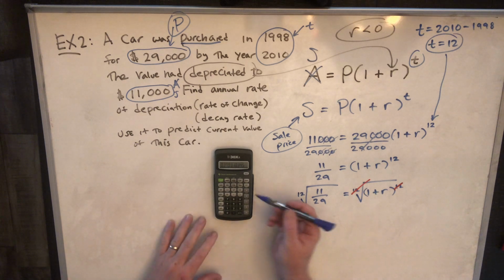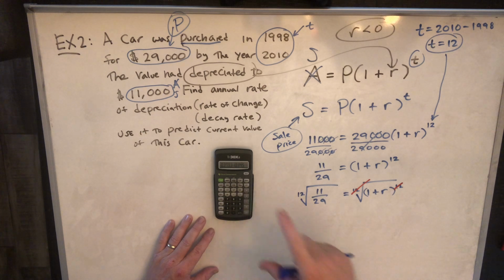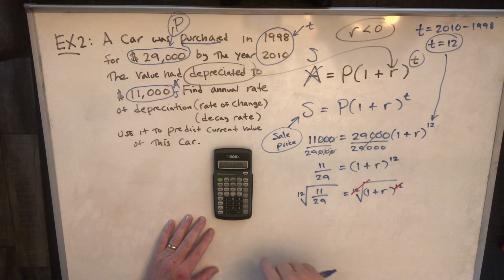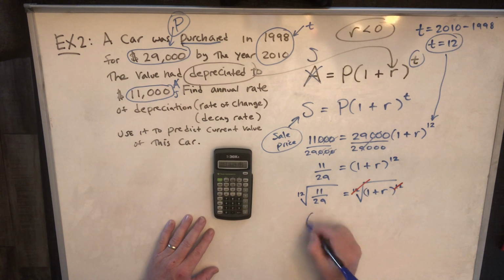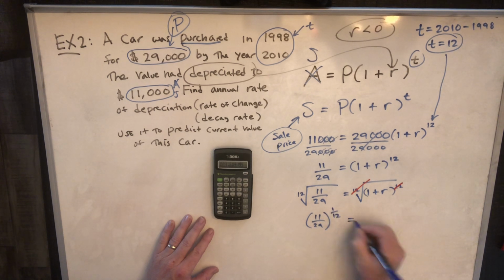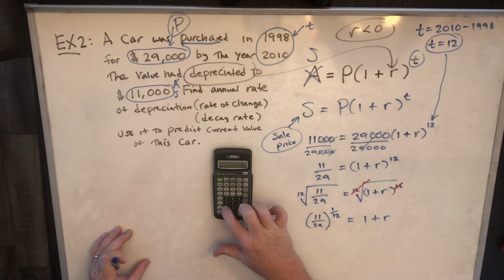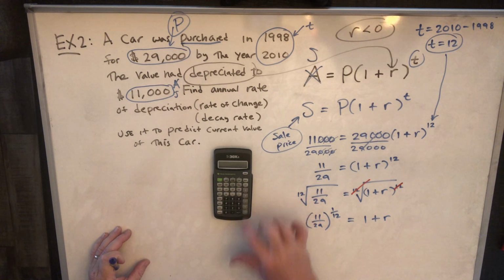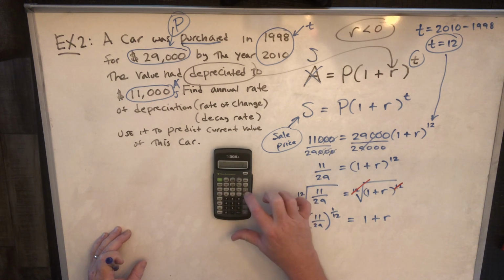So again, if you can figure out how to use your second function root button, that's great. I'm being recorded right now, so I'm just going to go straight to the power of 1/12. So it's 11 over 29 to the 1/12th power. Let me double check that. I don't feel like I did that right. 11 divided by 29, and then raised to the 1/12.